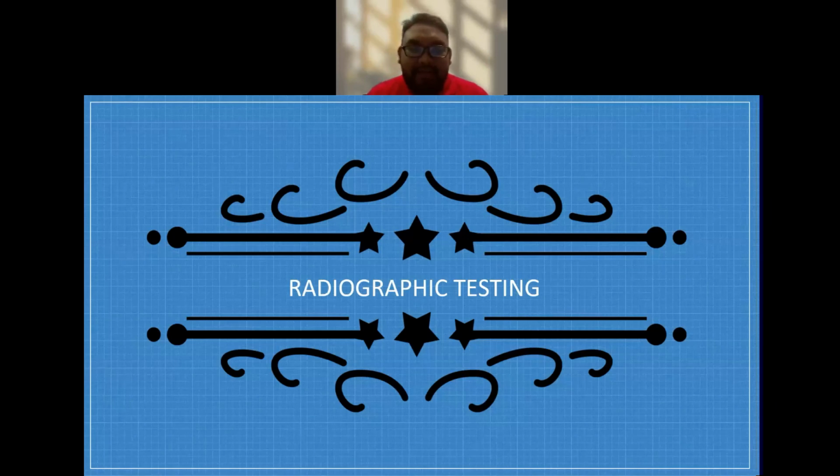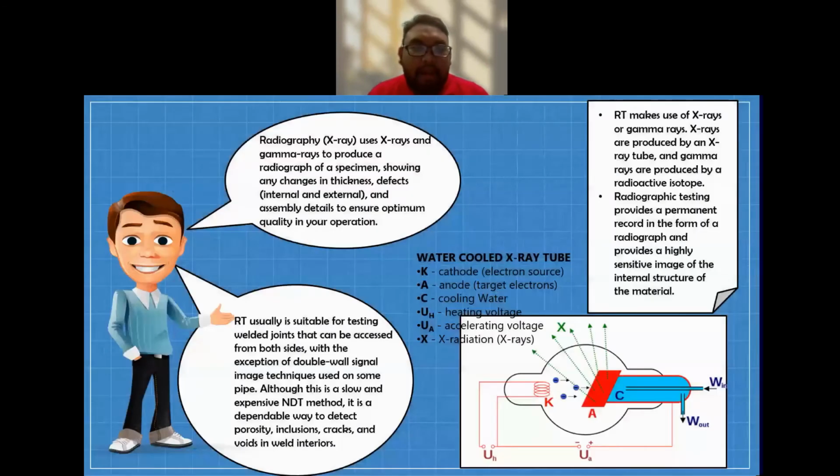Radiography Testing, or RT. RT uses X-rays and gamma rays to produce a radiograph of a specimen showing any changes in thickness, defects, internal and external, and assembly details to ensure optimum quality in your operation. RT usually is suitable for testing welded joints that can be accessed from the side, with the exception of the double wall single image technique used on some pipe. Although this is a slow and expensive NDT method, it is a dependable way to detect porosity, inclusion, cracks, and voids in the weld interiors.